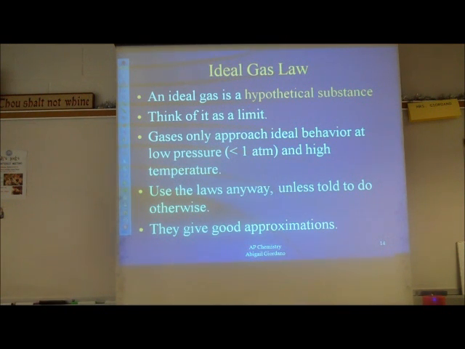The reason that you don't is because the calculations for real world conditions are incredibly complicated. Okay? So you use what you have been. We're going to use the ideal gas law because it's a good enough approximation. Okay?